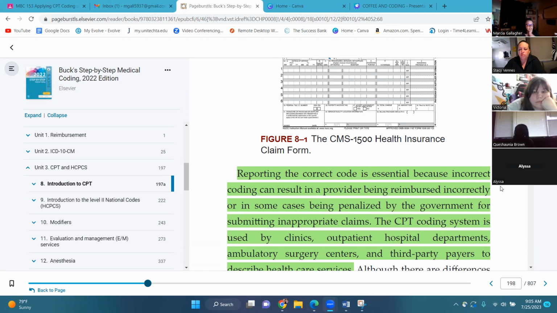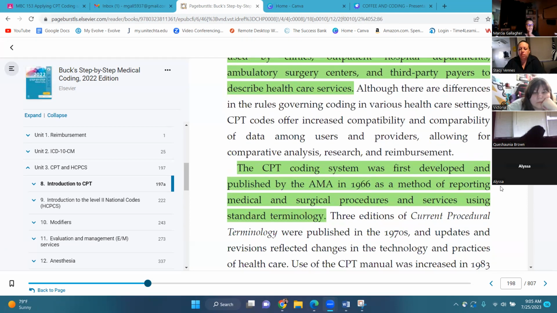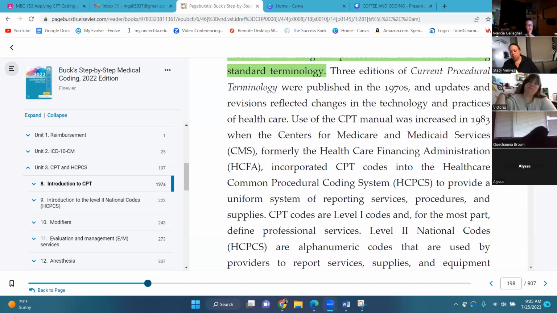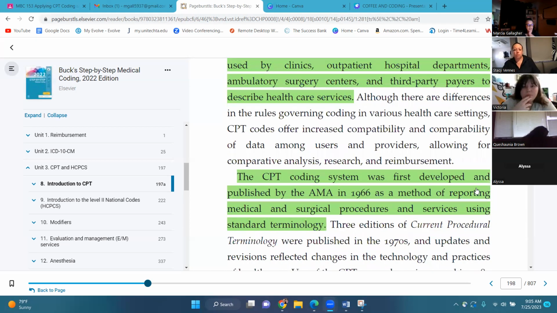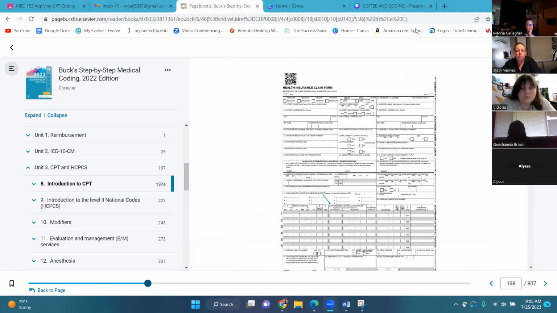The CPT coding system is used by clinics, outpatient hospitals, departments, ambulatory surgery centers, and third-party payers to describe healthcare services. The CPT coding system was first developed and published by the AMA in 1966. Remember that. As a method of reporting medical and surgical procedures and services using standard terminology. So that's all that we're going to go over in your book. Just simply giving us a light introduction to the CMS 1500 form.